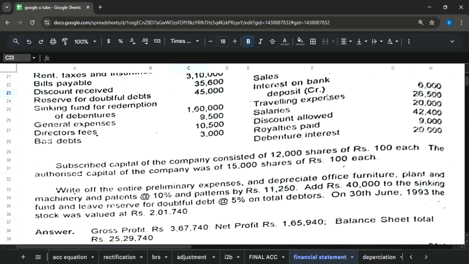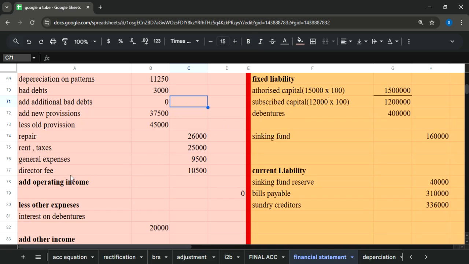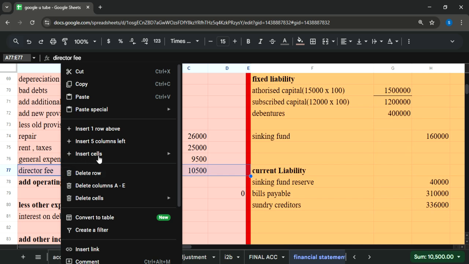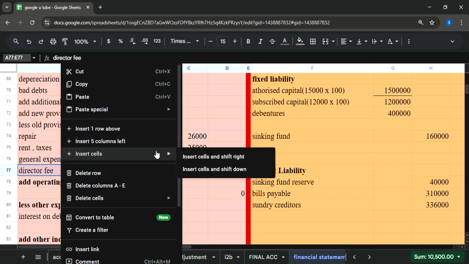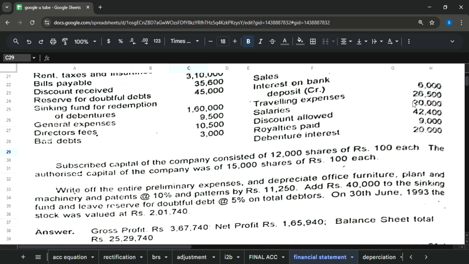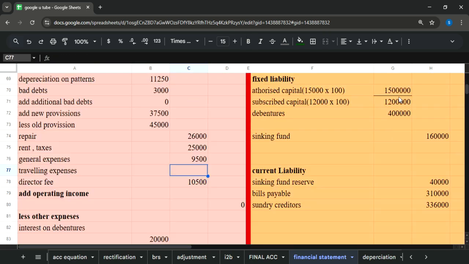Now traveling expenses. Okay, we need more space again in operating expense side. Why? Because traveling is also part of operating expenses. Here you will write traveling expenses, amount of traveling expenses. Now here is 26,500. 26,500 is your amount.